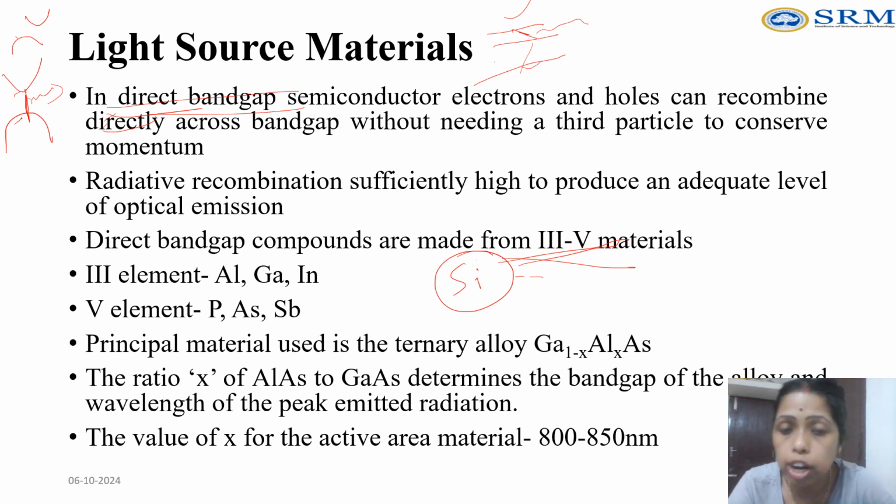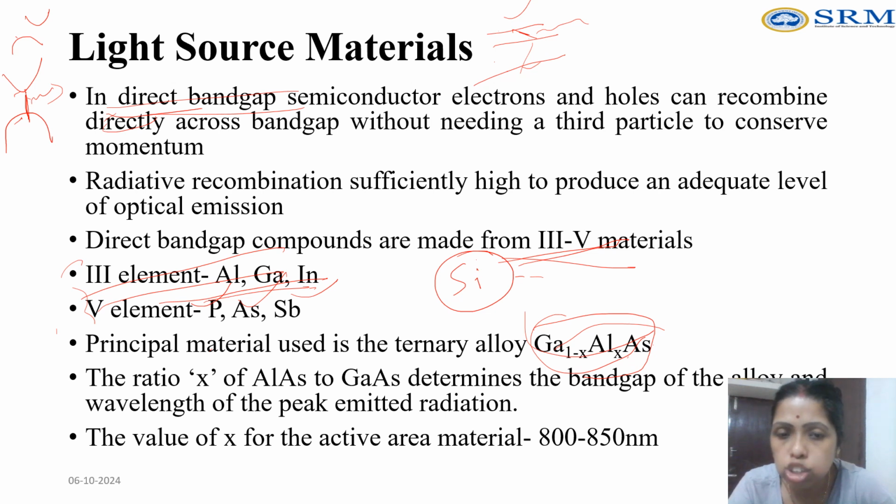Nowadays, various organic materials are also used for designing the light source material. The group 3 materials are aluminum, gallium, indium, and the group 5 materials are phosphide, arsenic, antimony. With one composition you can design the light source material. This kind of alloy can be made for the light source for an LED: gallium 1 minus x, aluminum x, arsenic. This is the molar ratio.